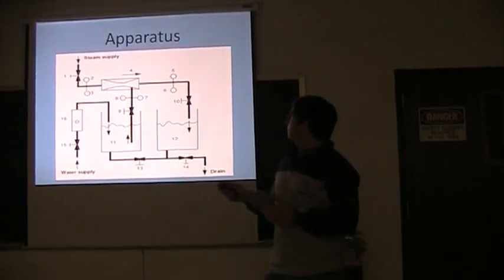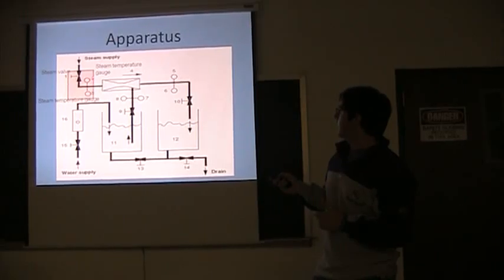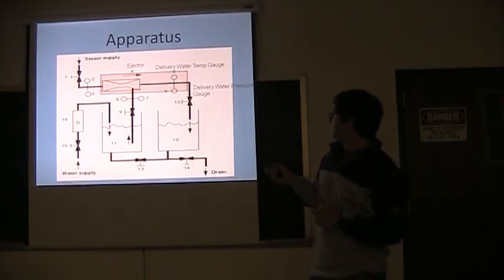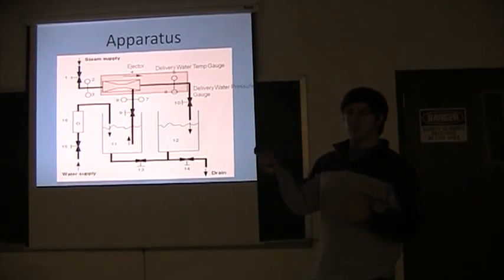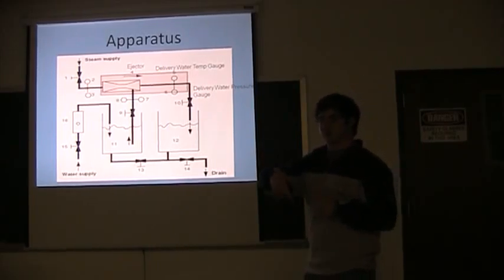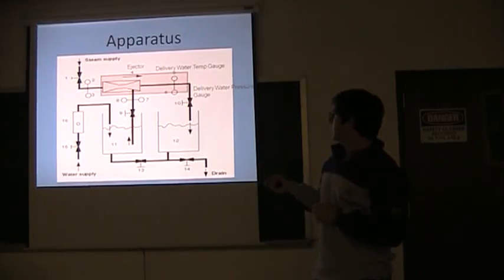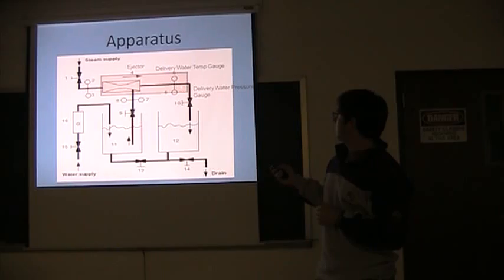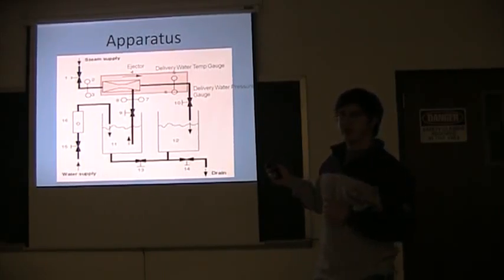So the apparatus: you see the steam valve comes in here, the steam enters the system, and then you have two gauges, a pressure gauge and a temperature gauge. The steam then enters an injector, which, as I showed before with the injector in the previous slide, creates a low pressure suction that will pull from this aquarium or tank, and then the water will mix with the steam and go through another pressure and temperature gauge.